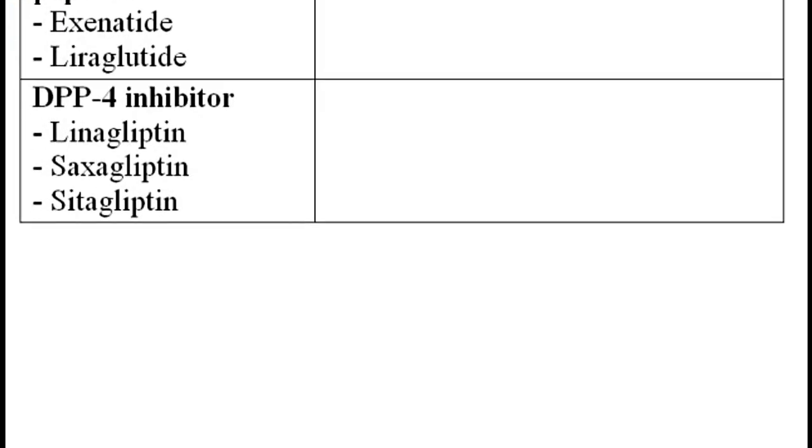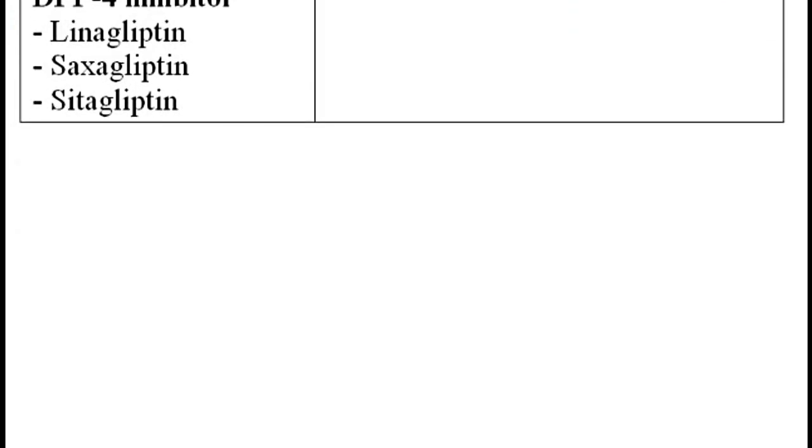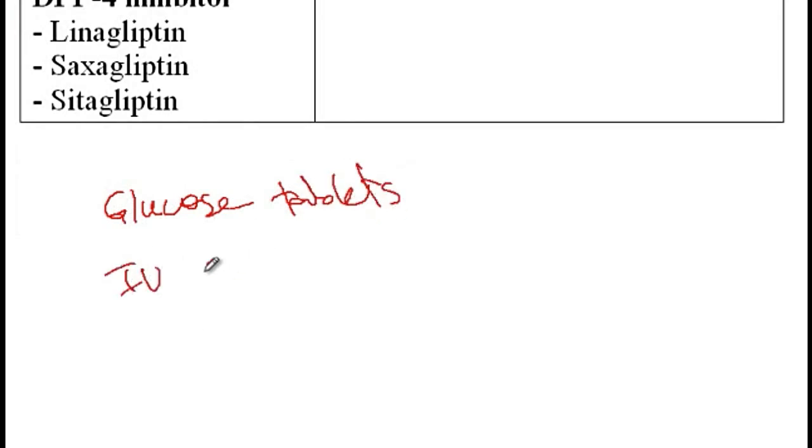The next classes of medications are GLP-like peptides as well as DPP-4 inhibitors. But before I go over that, I would like to just go over the physiology. So I have a question for you. If you have a patient and you give that patient glucose tablets, and then you have a second patient and you provide IV glucose to that patient, which of these patients will have a stronger insulin production? Here, the first patient or the second patient? And the answer is the first patient.